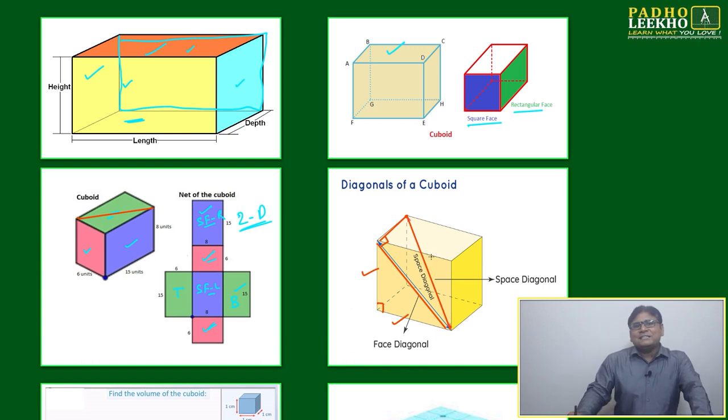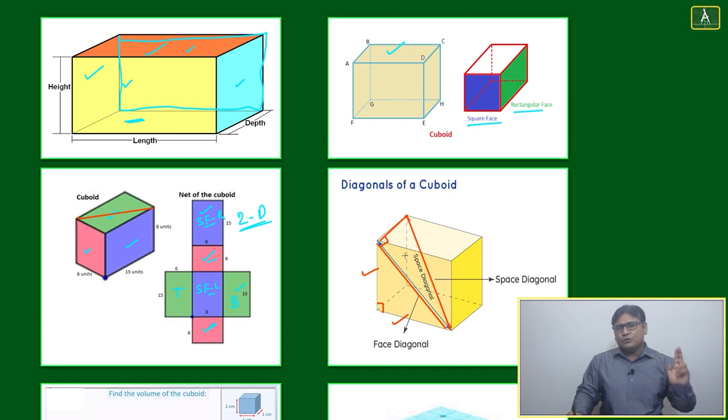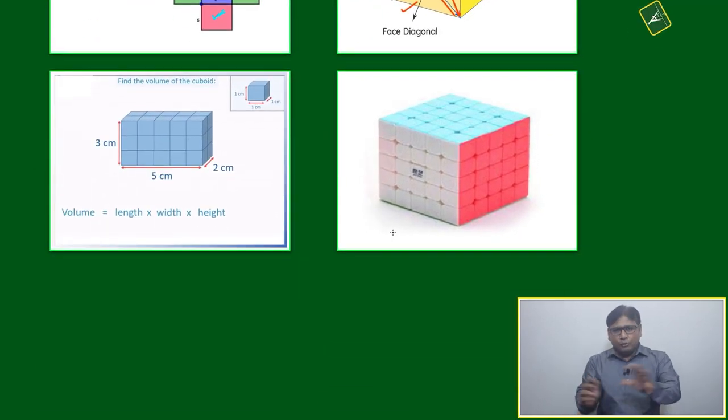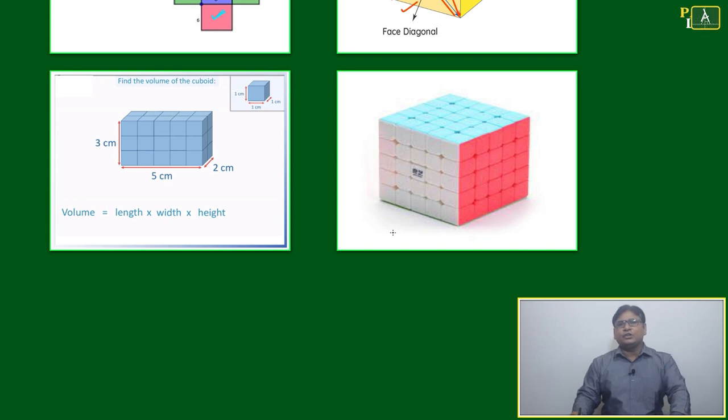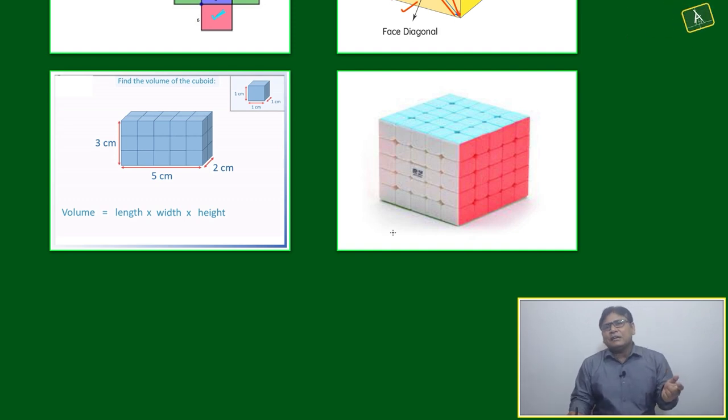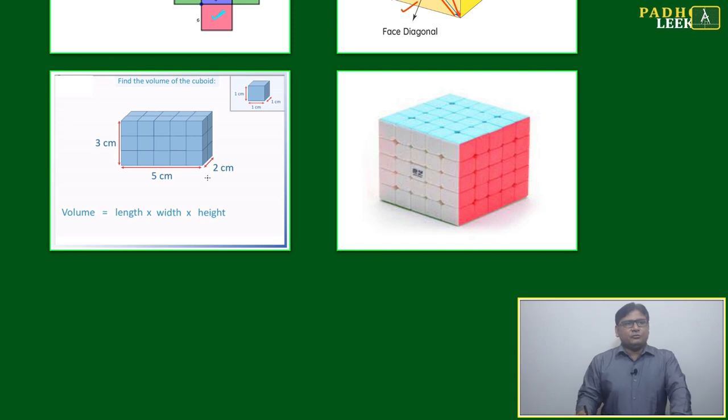If you want to find the space diagonal, what do you have to do? First, you have to apply the Pythagoras principle for the face diagonal, then you have to apply it for the space diagonal. I am just giving you a broad aspect. If you are dealing with a cube or cuboid, either as a 3D figure in logical reasoning, or as a 3D figure in geometry, then how will you be able to deal with it?